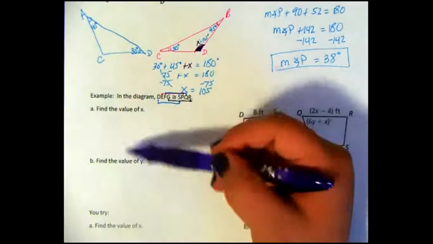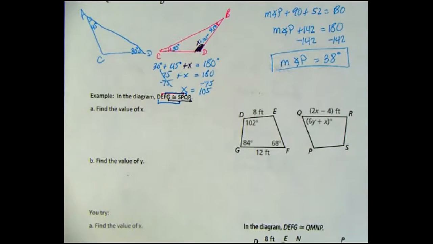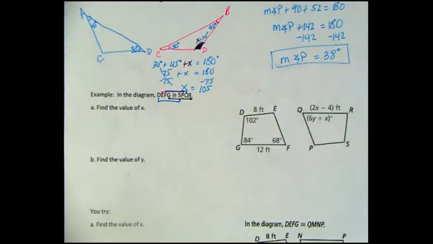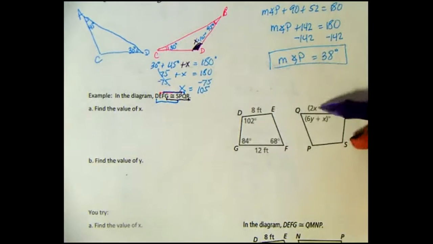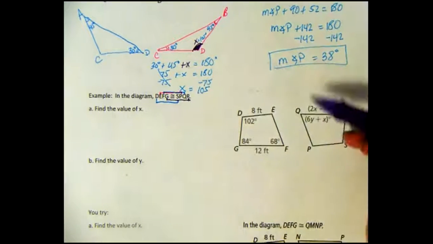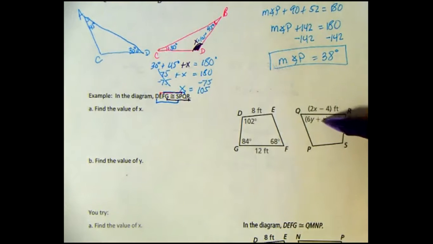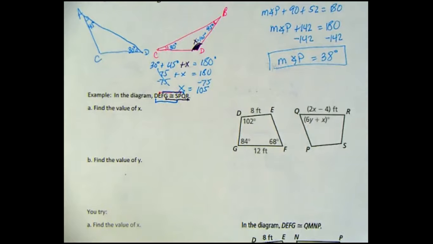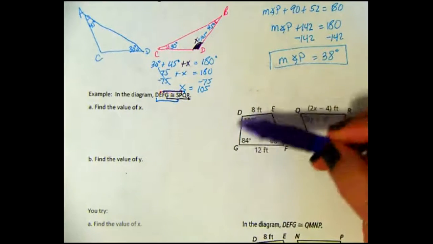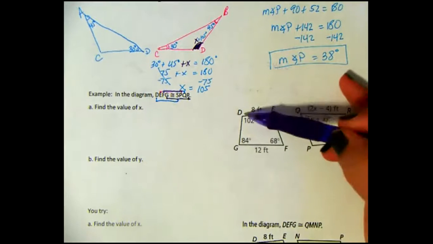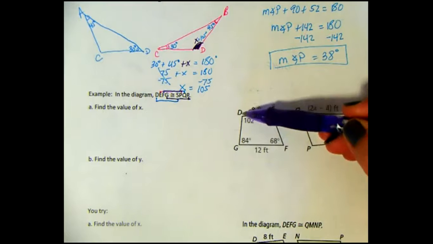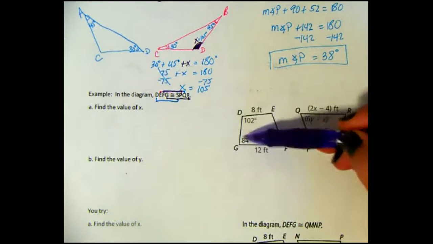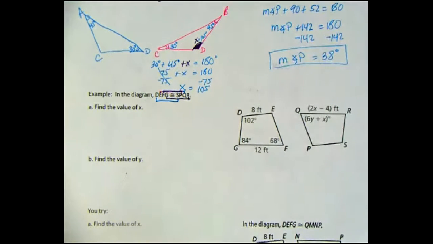Okay, so let's take a look at our questions here. It says find the value of X. So let's see where X is. We have X here at 2X minus 4. We have an X here, but this has 6Y plus X. And on this one, DEFG, I have a bunch of measurements. I have 8 feet here for DE, 12 feet here for GF. Angle D here is 102. Angle G is 84. Angle F is 68.